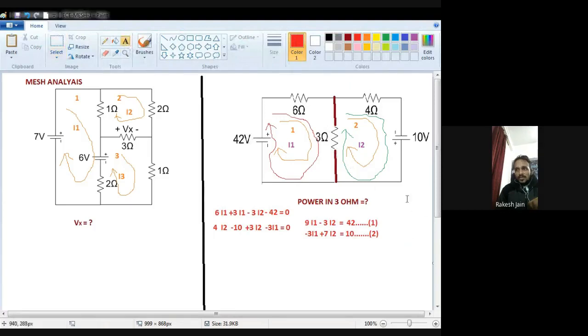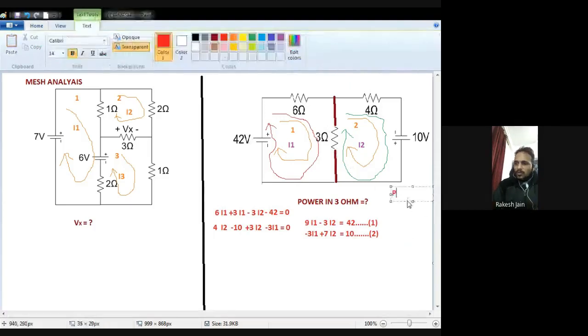So we know that power is equal to I square R. Power is equal to voltage multiplied by current. Voltage is equal to IR, so IR multiplied by I, that is I square R. Remember, P is equal to voltage into current, and we know V is equal to IR, and one more I is there, so that is equal to I square R.